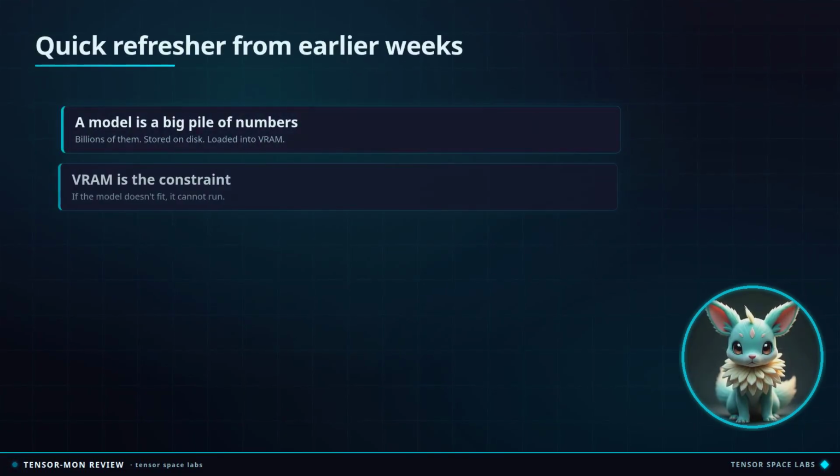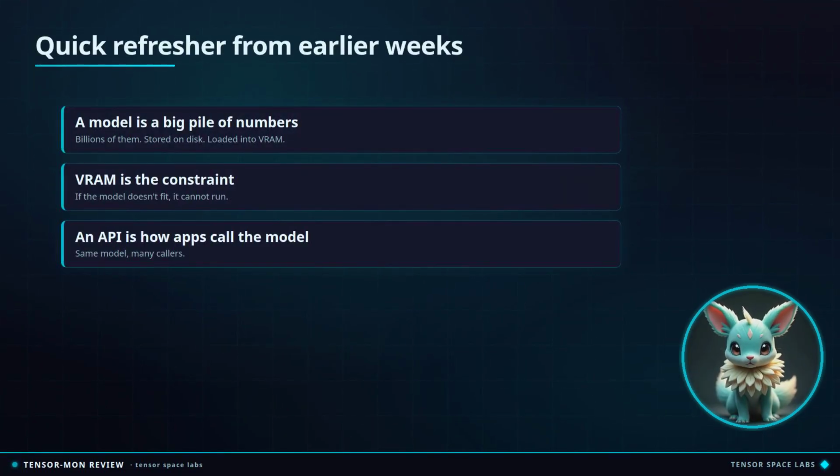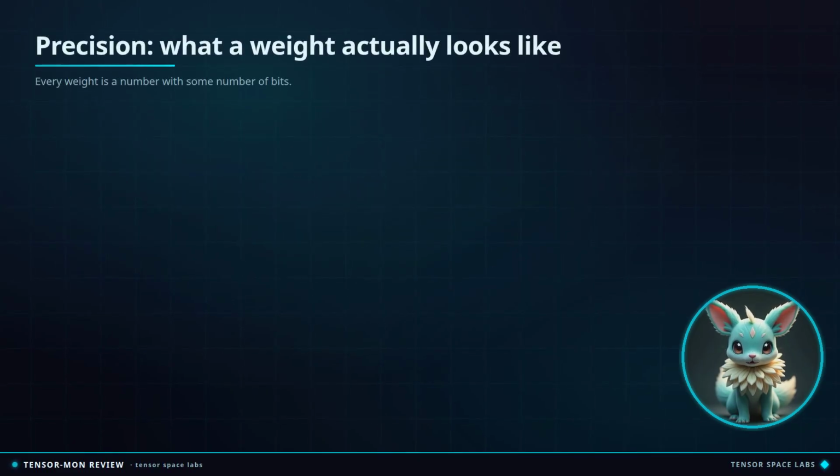Quick refresher. A model is billions of numbers called weights. Those weights live in VRAM when the model runs. VRAM is the main constraint, and an API is how your code asks the model a question. Quantization touches all three. Each weight is a single number, but a number in a computer has a precision. How many bits are used to store it? More bits means more exact. Fewer bits means more approximate. Quantization is all about deciding how exact is exact enough.